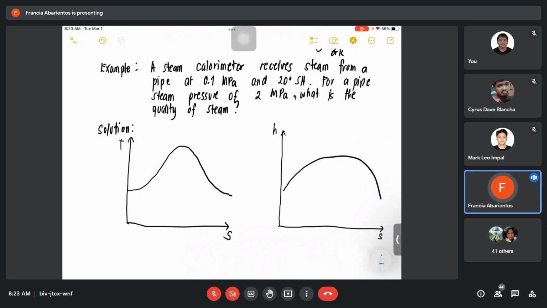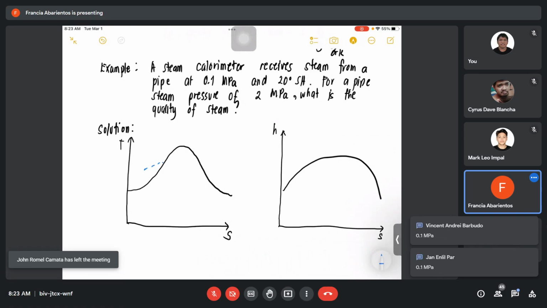Given to us is the specific pressure at point 1. What is the pressure at point 1? Chat it there, class. What is the pressure in the problem?